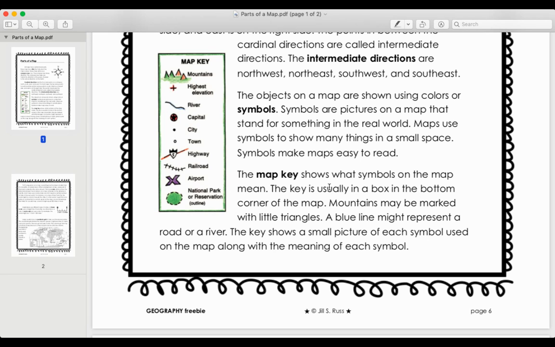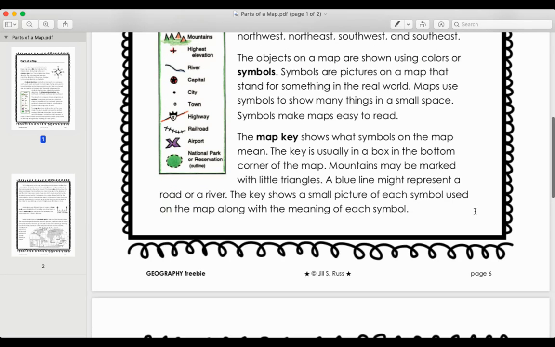The map key shows what symbols on the map mean. The key is usually in a box in the bottom corner of the map. Mountains may be marked with little triangles. A blue line might represent a road or a river. The key shows a small picture of each symbol used on the map along with the meaning of each symbol.